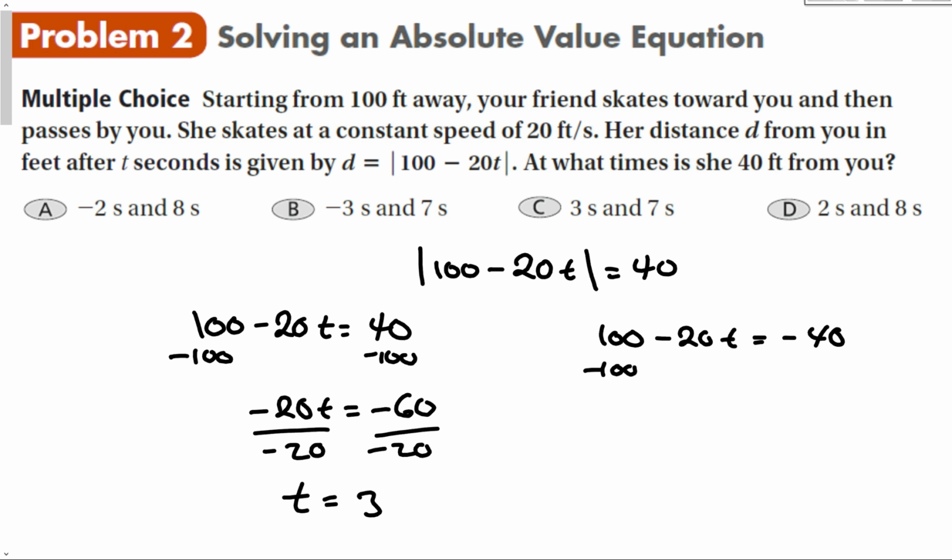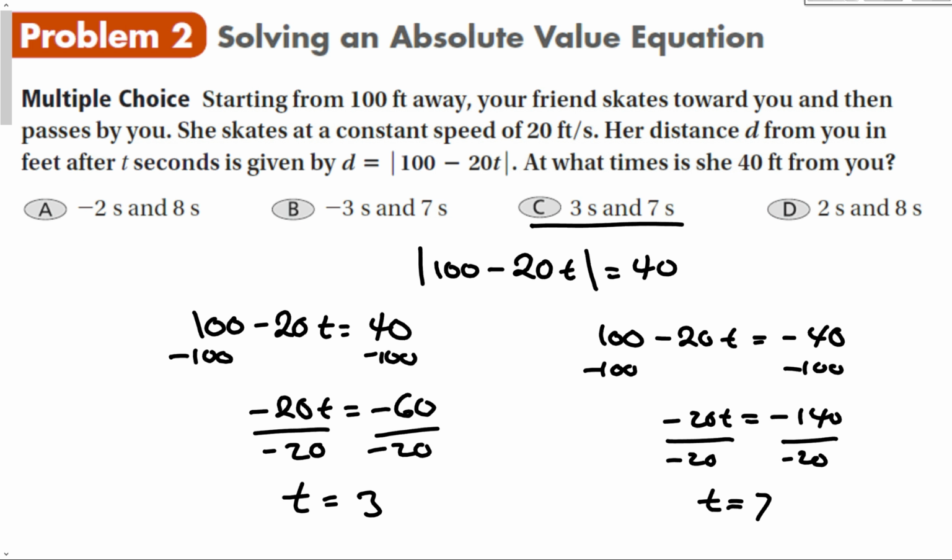All right, other one. Subtract 100 from both sides. We get negative 20t is equal to negative 140. Divide both sides by negative 20, and t here is going to be equal to a positive 7. So the answer is, in 3 seconds and 7 seconds, the skater will be 40 feet away from me. Okay?